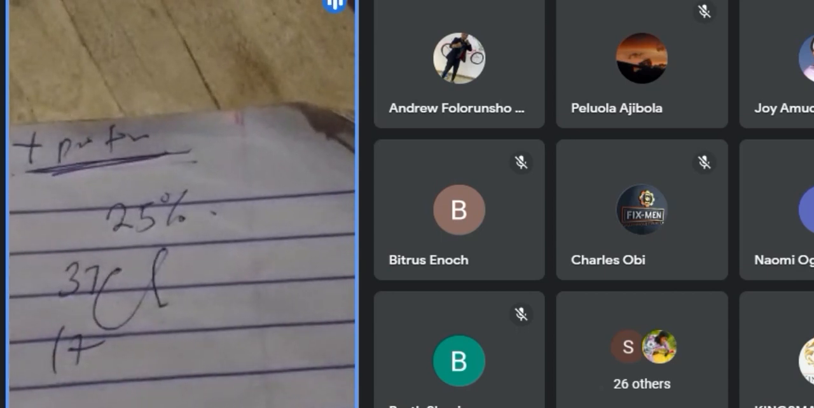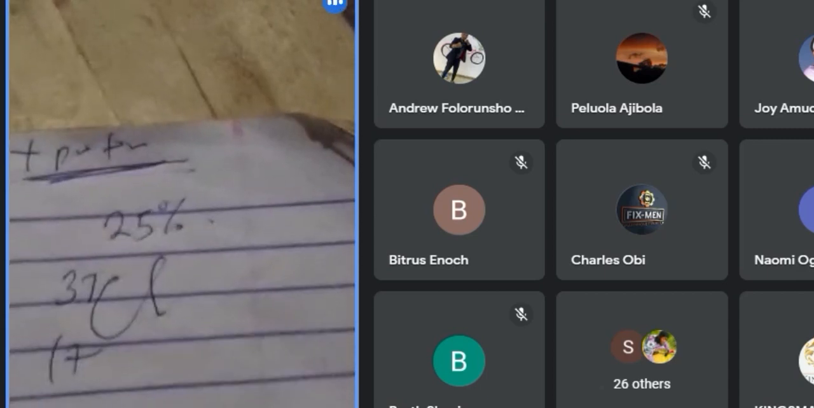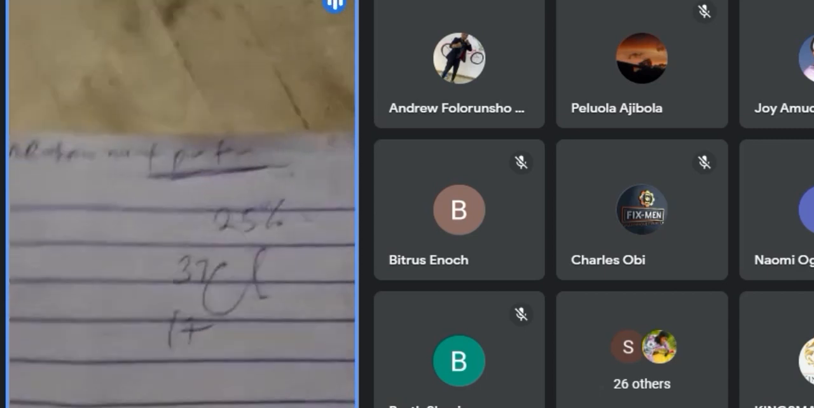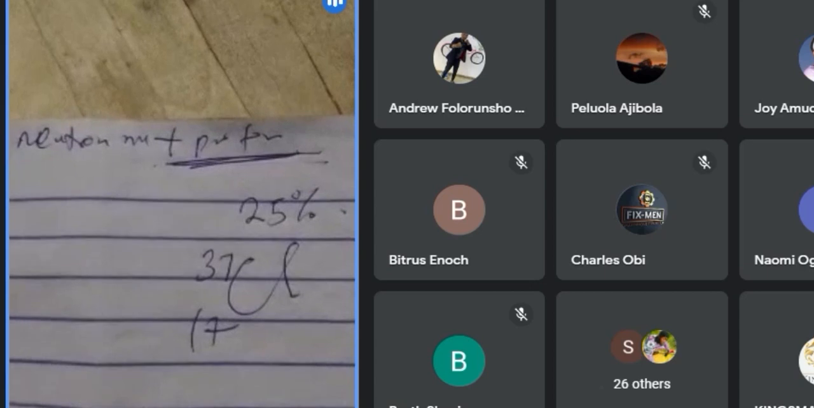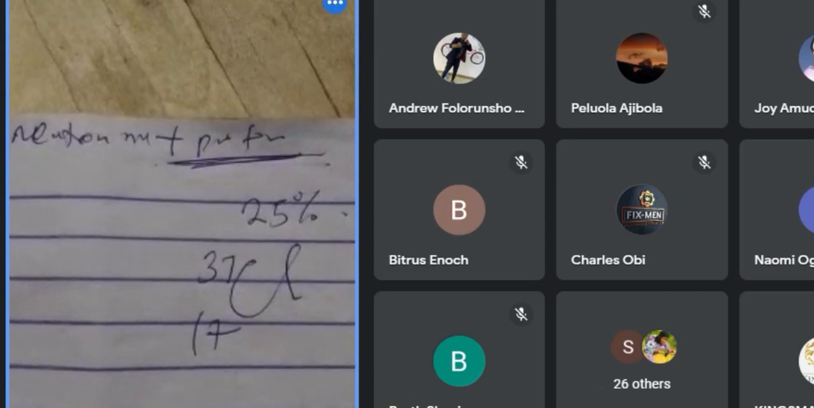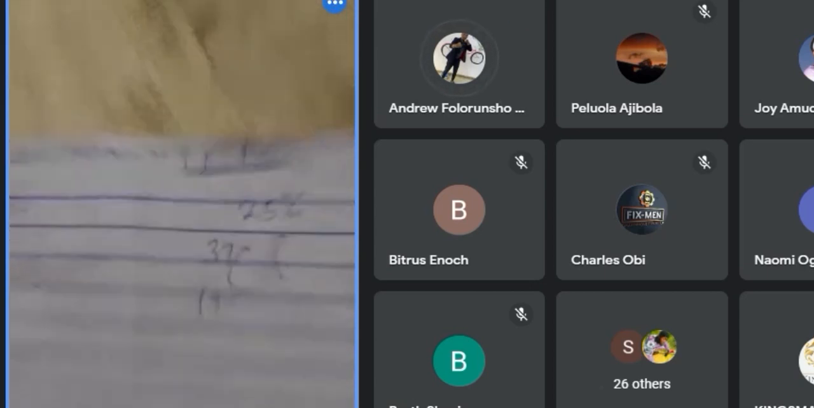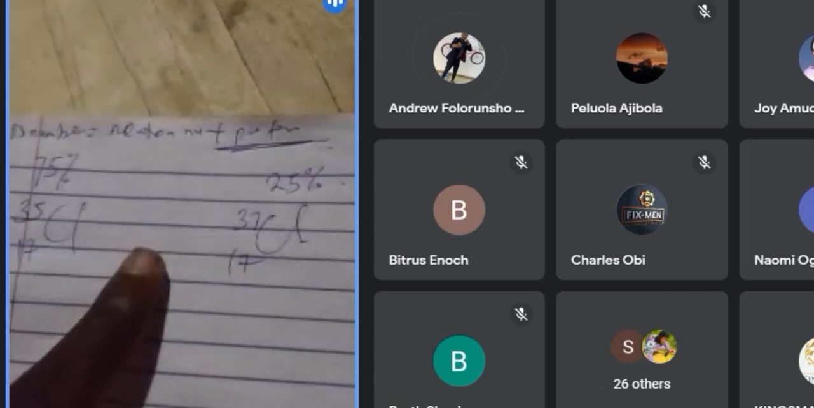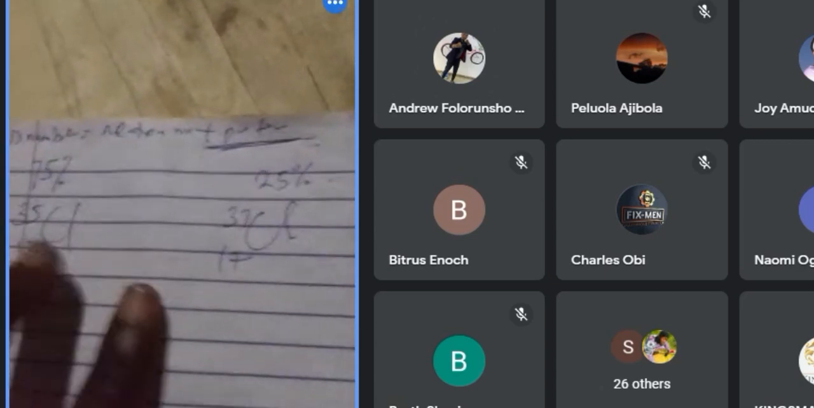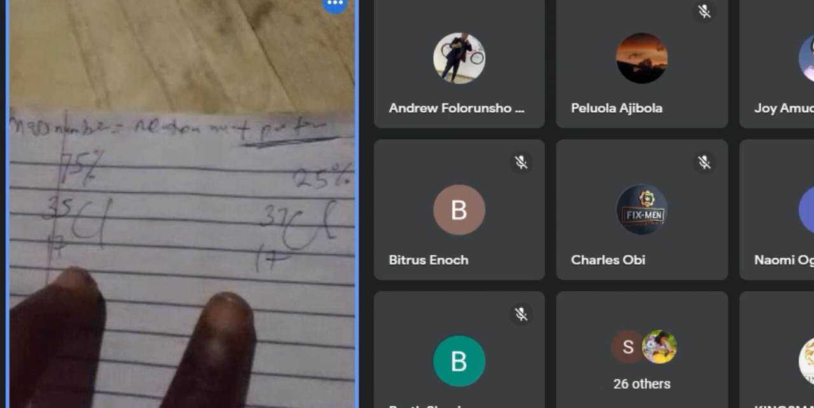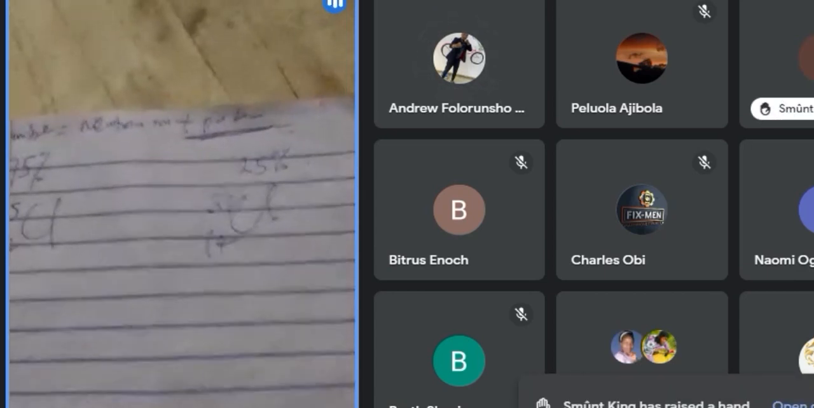So what accounts for isotopy in general? The reason for isotopy is the difference in the neutron numbers of the atoms of that element. These are two atoms of chlorine. The element is chlorine. They have the same atomic number. They have different mass number.